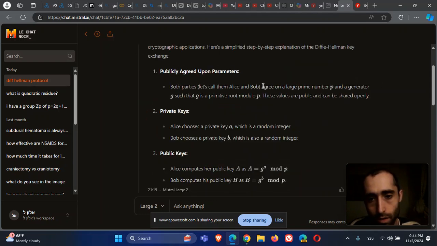Both parties, Alice and Bob, agree on a large prime number P and a generator G. And remember that a generator is a number that can generate every number in the group, such that G is a primitive root modulo P. These values are public and can be shared openly. So we have the generator of the group and a prime number P, and P is known to both Alice and Bob, and also G, the generator, is known to both Alice and Bob.